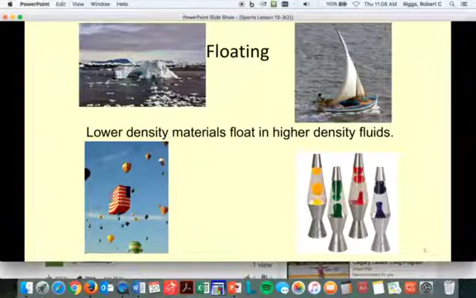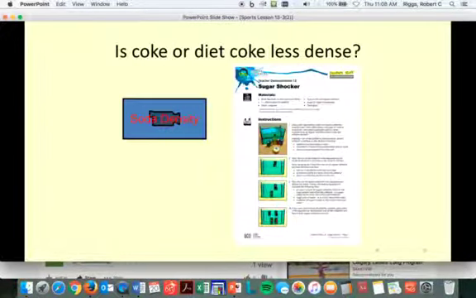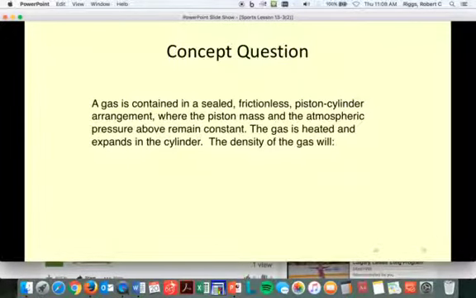So anyway, floating. Objects float as long as their density is lower than the fluid's. Soda can. You could do this in your bathtub or in an aquarium. Take a Diet Coke and a regular Coke, put them in the bottom, see which one floats to the top. I think the Diet Coke is less dense because it's got different chemicals in it, that aspartame. Okay, gas is sealed in a frictionless piston.